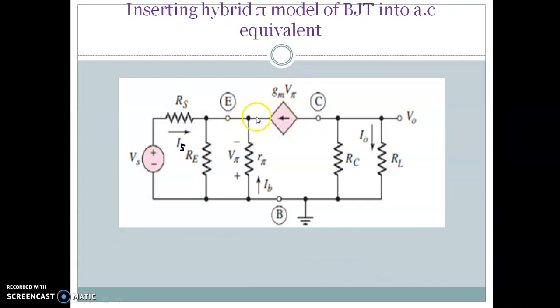You can see here the current entering is GM V pi. Here the current entering is IB. Here the drop across your RE is going to be V pi, so therefore here we will have the current V pi by RE. And here, from the signal source, the difference in voltage divided by RS will produce the current IS. All these are meeting at the point, so we apply the KCL at this point.